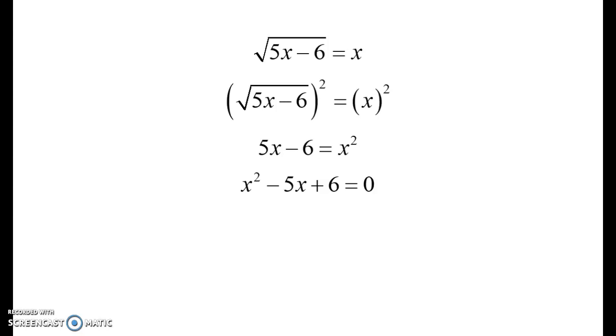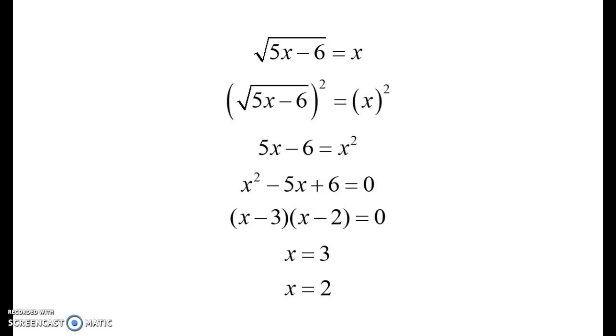Now that we have our quadratic, we've got to find two numbers that multiply to 6 and add up to negative 5. Those numbers are going to be negative 3 and negative 2. So those are your two factors. Then we take our two factors, set them both equal to 0, and solve for x, where x is going to equal 3 and 2.